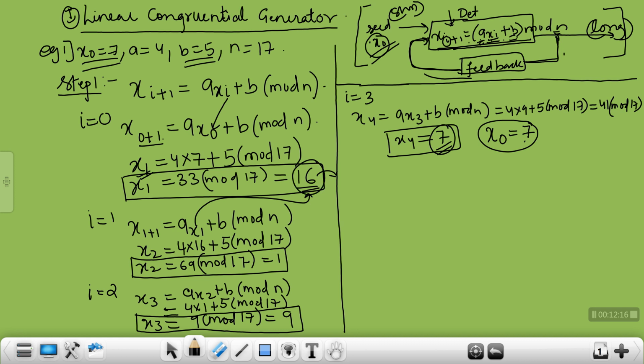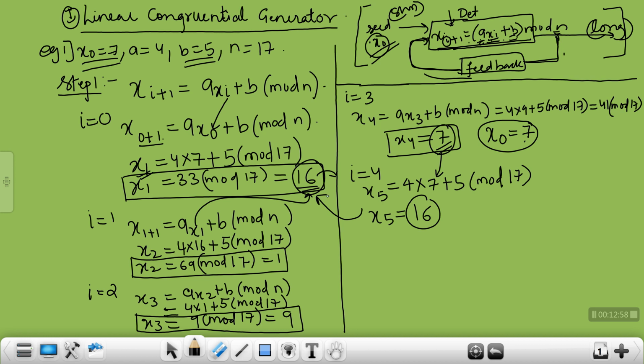To verify whether the same series is getting repeated again, we will just calculate for i equals 4, that is nothing but x5. It will be similar: x5 is 4 into x4, and x4 is this value, 7, plus 5, mod 17. So 4 into 7 plus 5 mod 17 gives the value of x5 as again 16. This is exactly what we did over here: 4 into 7 plus 5 mod 17 is nothing but 16.